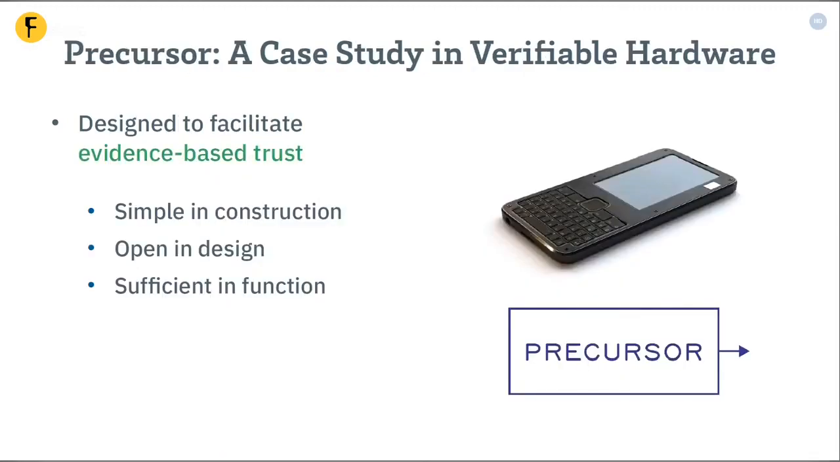So these are the three principles, at a very high level, talking about some big ideas. But I've been trying to distill these ideas into an actual coherent product, a project to try and figure out what it means to have verifiable hardware. It's a device I call Precursor. And the name is chosen because it's literally a precursor. It's a platform for people to start building secure applications. It's designed to facilitate evidence-based trust. It's simple in construction, it's open in design, and I hope it's sufficient in function to do some key applications.